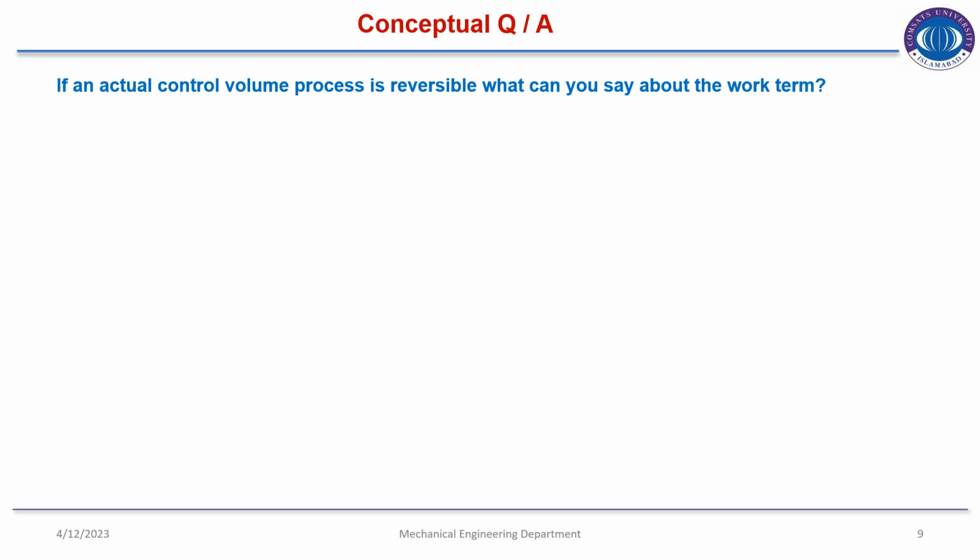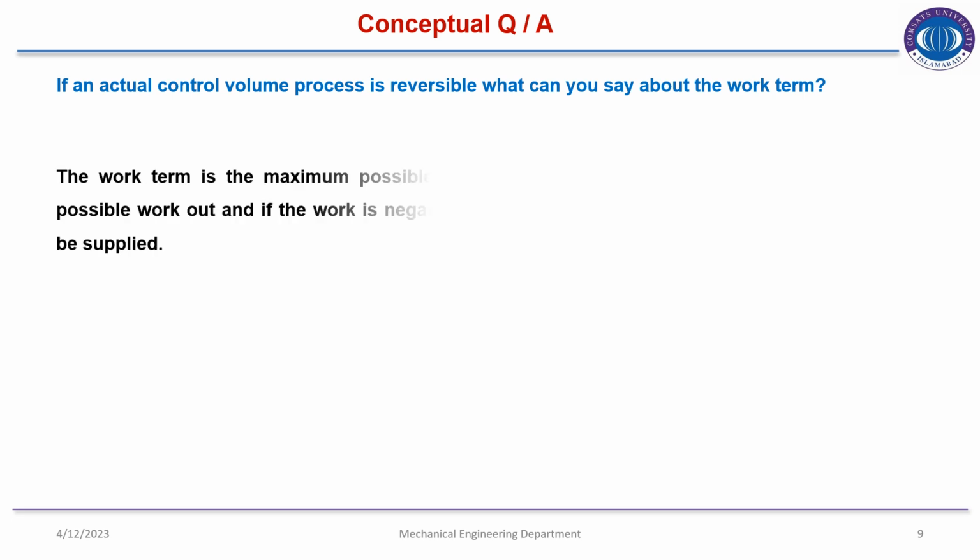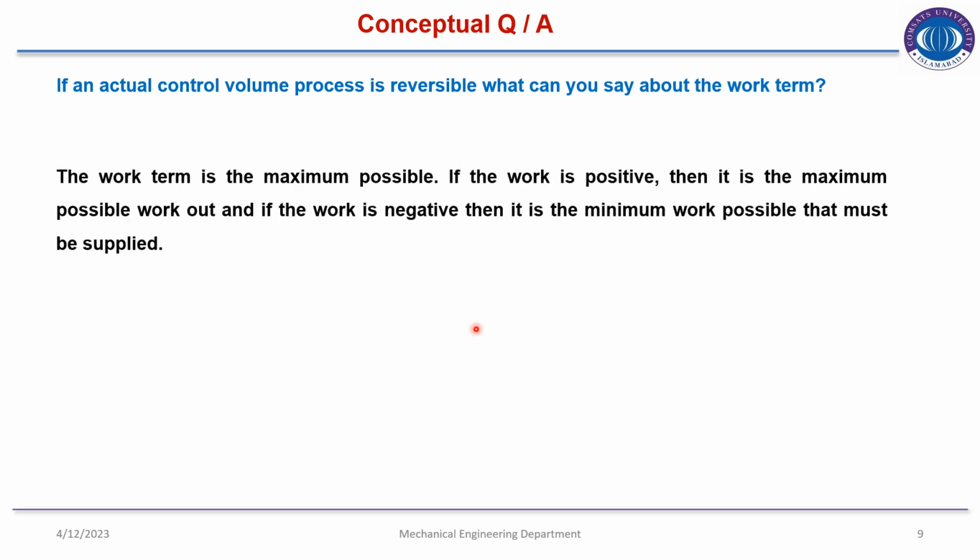If an actual control volume process is reversible, what can you say about the work done? The work done is the maximum possible. If the work is positive, then it is the maximum possible work out, and if the work is negative, then it is the minimum work possible that must be supplied.